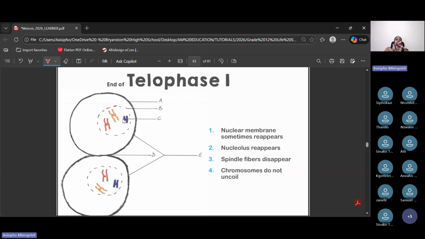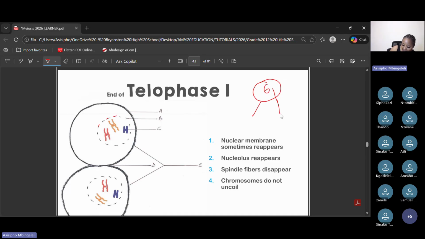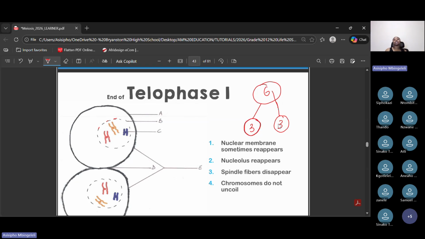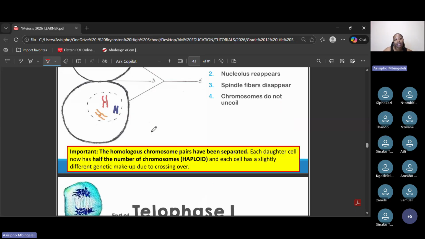So we covered prophase 1, metaphase 1, anaphase 1, and telophase 1. We started with 3 homologous pairs, right? And we had 6 chromosomes in total. Now, this is what we had. We had 6 chromosomes in total, and at the end, we are now having 2 cells, and each cell has 3 chromosomes, and these chromosomes are still replicated. So that means those pairs are now separated. They are no longer in pairs.